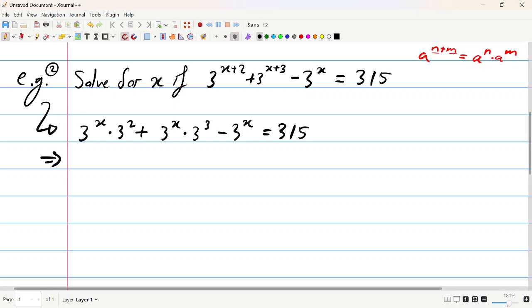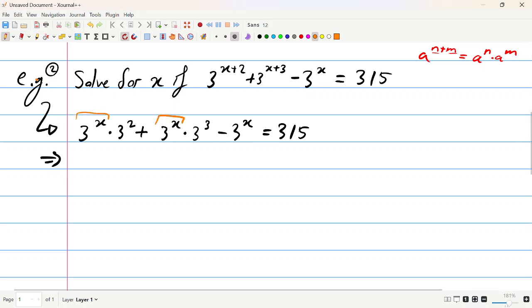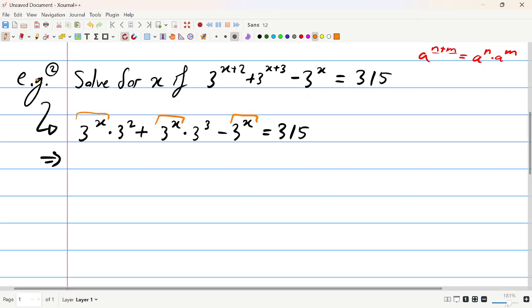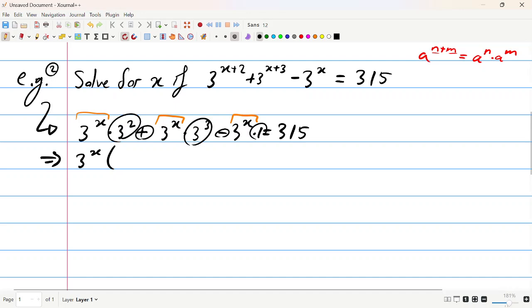Okay, now what do we notice from each and every term on the left hand side? Do we notice that 3 to the power of x is in this term, 3 to the power of x is in this term, and 3 to the power of x is in that term? They are common factors. So we can take that out as a common factor. And what are we left with? The remainders. 3 squared plus 3 cubed minus 1. Because remember, if you take out an entire term as a factor, you'll just be remaining with 1.